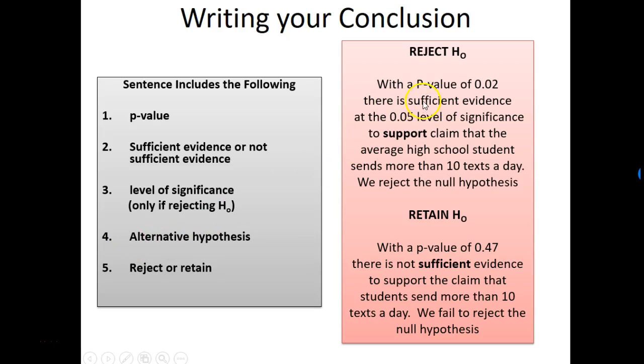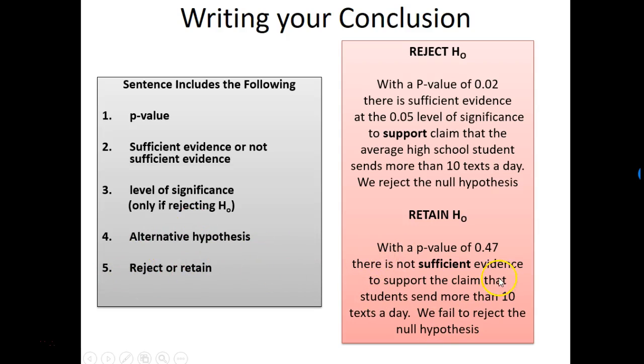And here's an example of doing that. With a p-value of 0.02, okay, I've stated the p-value. There is sufficient evidence, I've stated this, at the 0.05 level of significance, so I've stated the level of significance, to support the claim that average high school students send more than 10 texts a day. Okay, that was my alternative hypothesis. We reject the null hypothesis. I stated whether reject or retain.